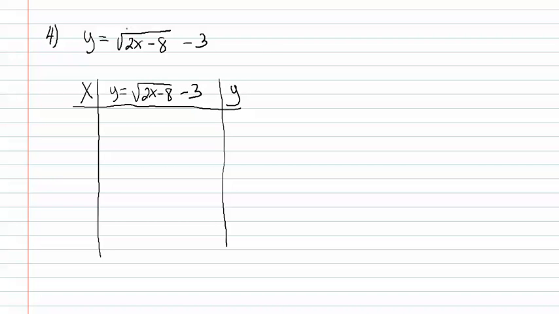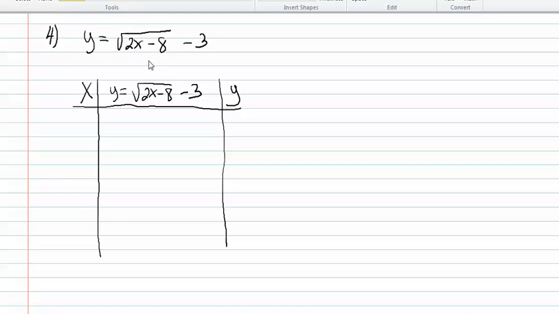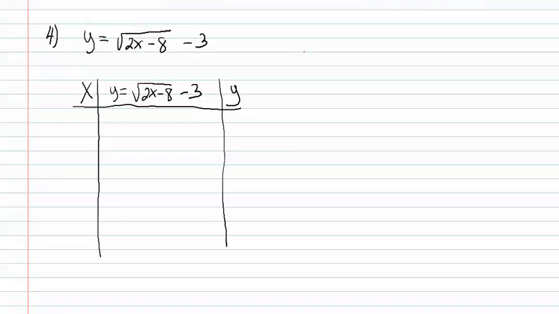All right, now we've got a new equation. Number 4, it says y is equal to the square root of 2x minus 8, minus 3. So inside the square root is just the 2x minus 8. Okay, again, I like to start off by making this inside the square root a 0. And if you don't know what that would be, let's go ahead and do 2x minus 8 is equal to 0. Let's start off there.